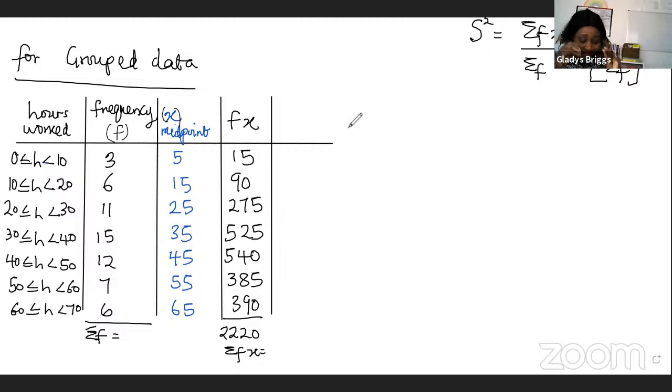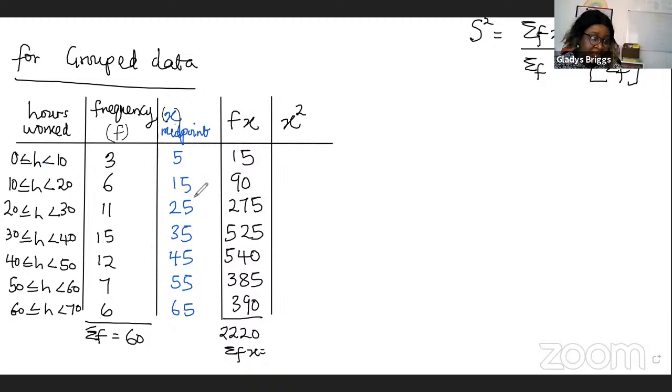Right. So 60. Well done. Sigma F is equal to 60. Okay. So the next thing that we want to do is x squared. Because we need f times x squared, don't we? We need f times x squared. So let's do x squared.